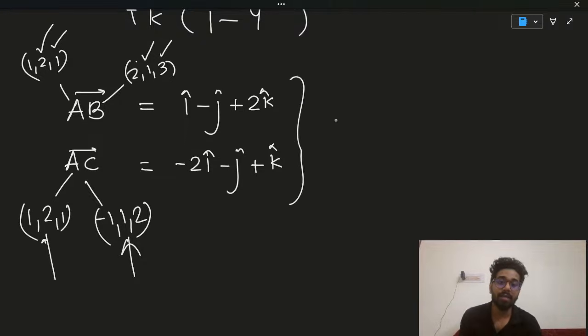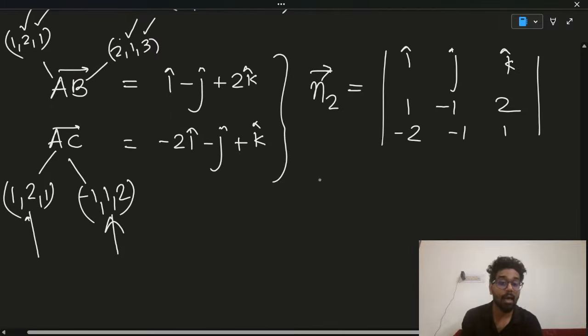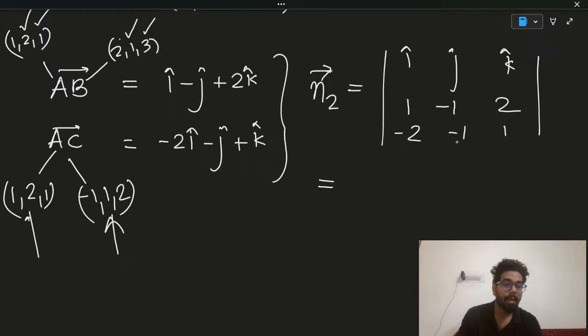Now what is normal vector 2? It is the same I, j and k determinant. Now calculate this one. I am calculating directly now, but you have to do it by yourself. For I cap, 2 minus 1 is I cap. For j cap, 1 minus minus 4 is 5, so minus 5 j cap. For k cap, minus 1, minus 2, is minus 3 k cap. That's what we are going to have.